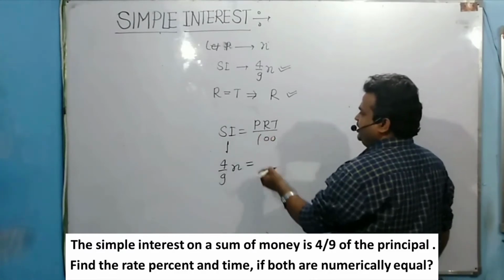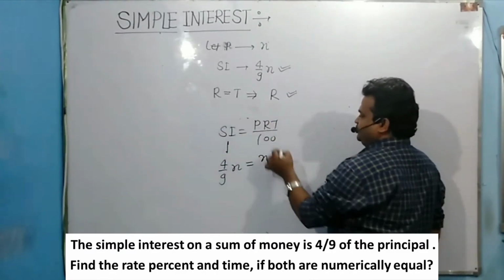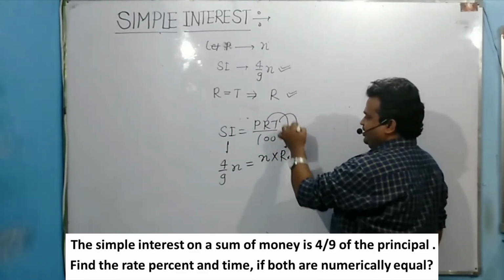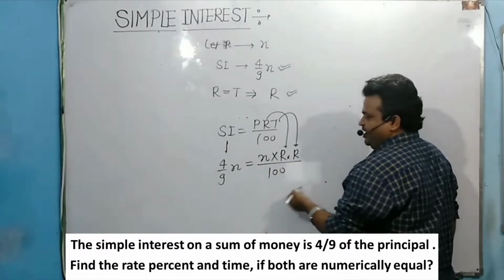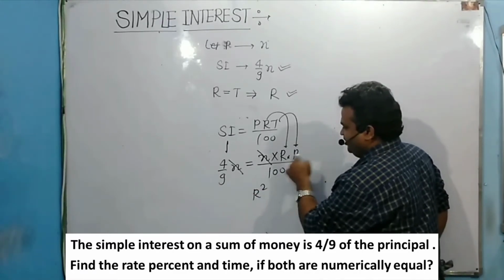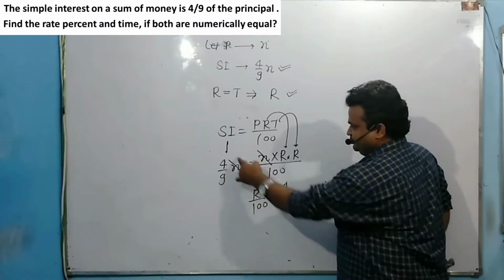That is equal to P is what? P is x. R and T are numerically equal. So I can write here R into R. R for this R and T, since these are numerically equal. So I can write R again. Divide by 100. This x and x gone. Now you can solve it directly. So R square divided by 100 is equal to what? 4 by 9. This one.